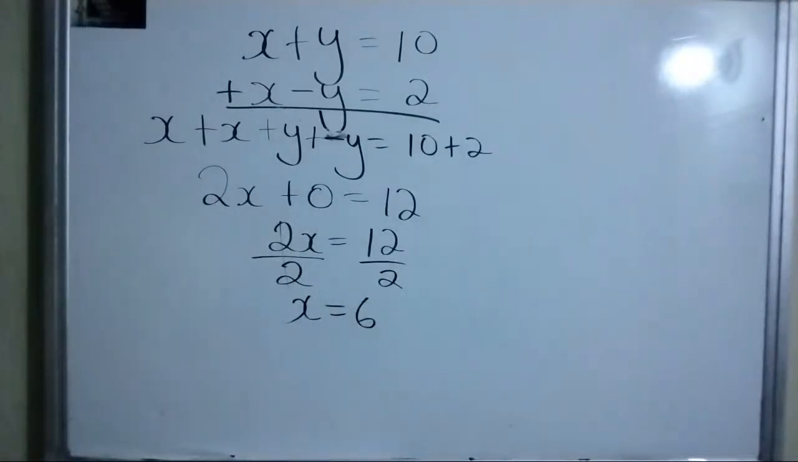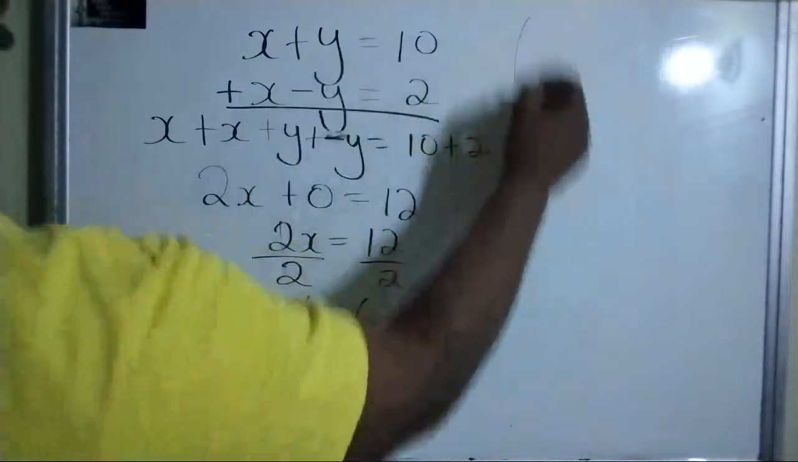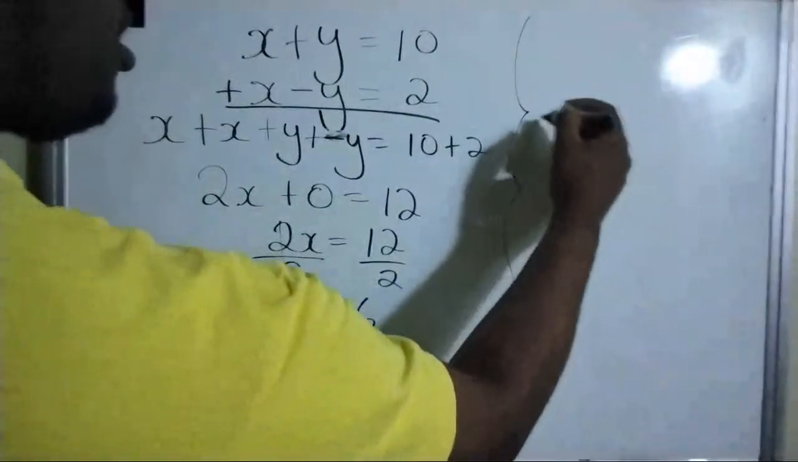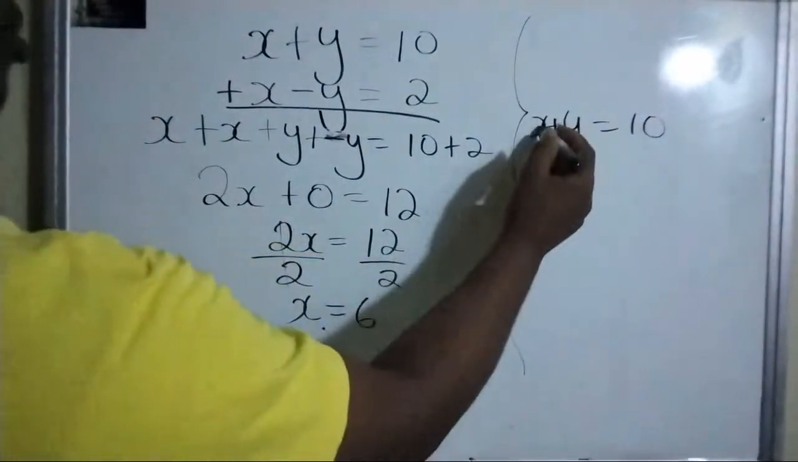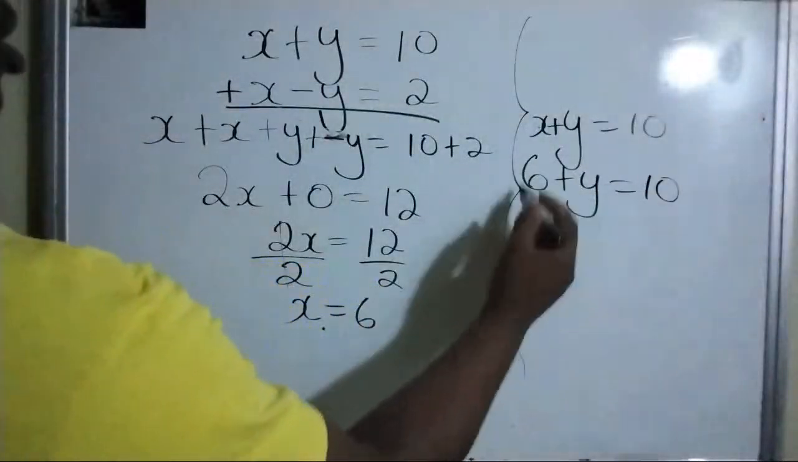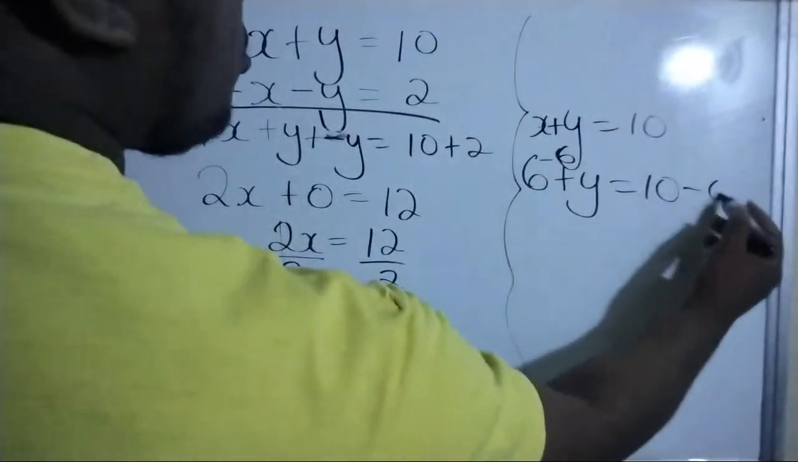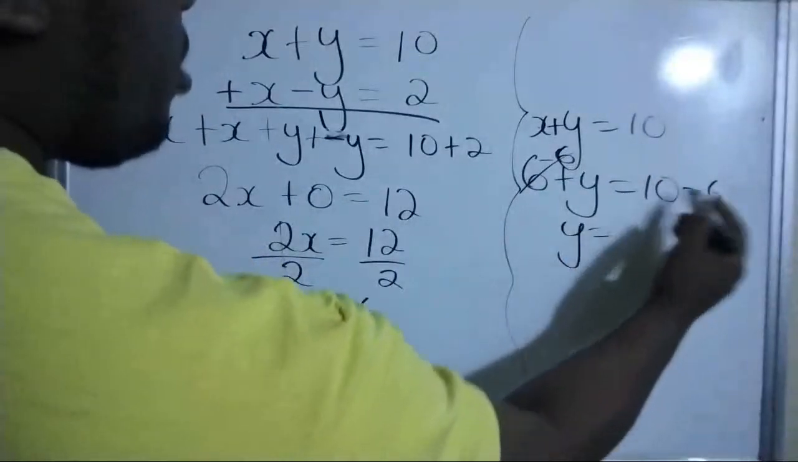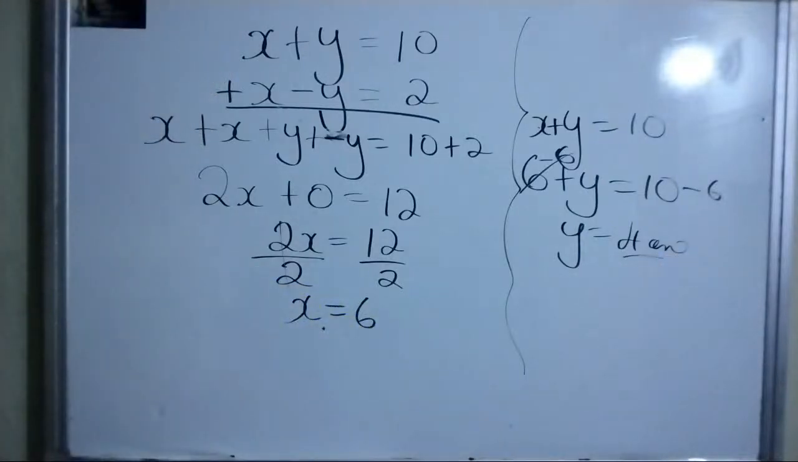Alright? So after we find the value of x, what we can do is substitute the value in any one of the equations. So I'm going to use x plus y equals 10. So x is 6, and we're going to replace it, so that's 6 plus y equals 10. And then now we subtract, because this is saying 6 plus what gives you 10. Naturally, we know it is 4. But to show working, we say 10 minus 6, which is 4. So therefore, y is equal to 4. x is equal to 6 and y is equal to 4.